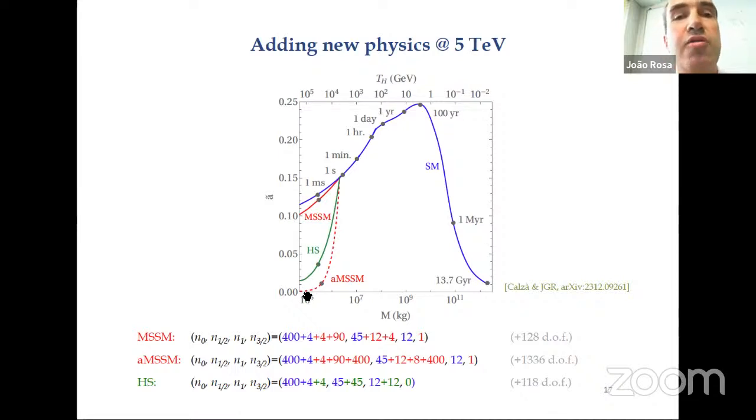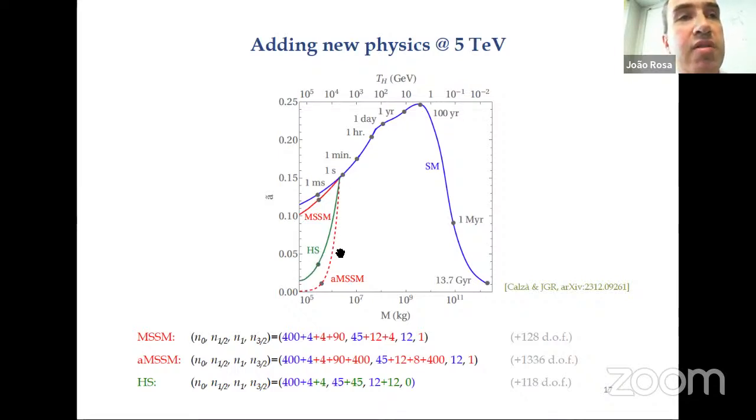It's essentially a full copy of the standard model, 18 degrees of freedom, for simplicity all at 5 TeV. But in this case, we're not adding many scalars, we're adding more fermions, and you see that it spins down even more quickly because we're adding more fermions.